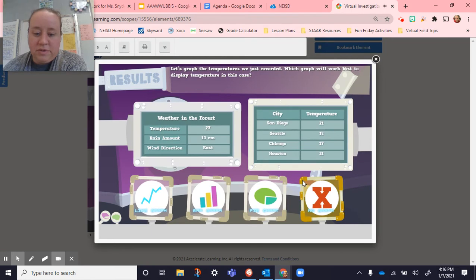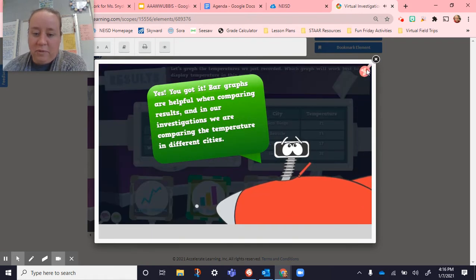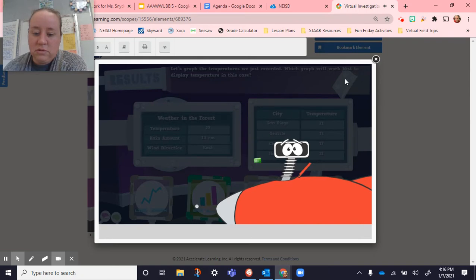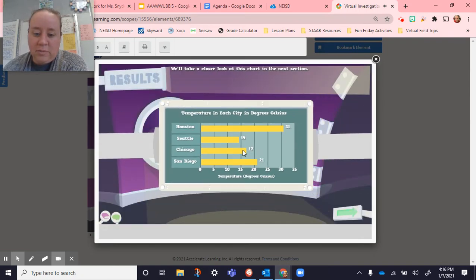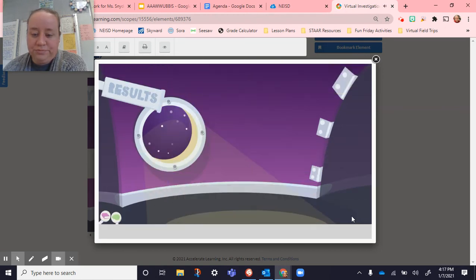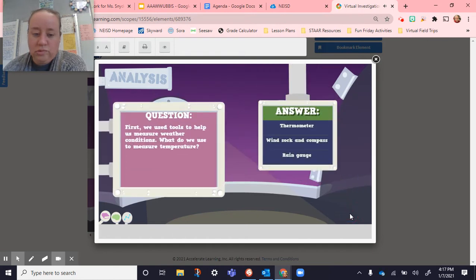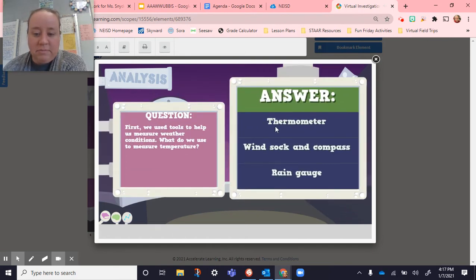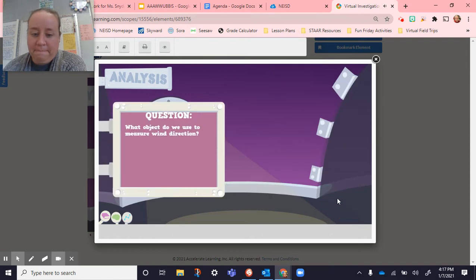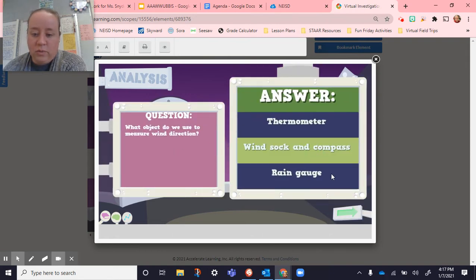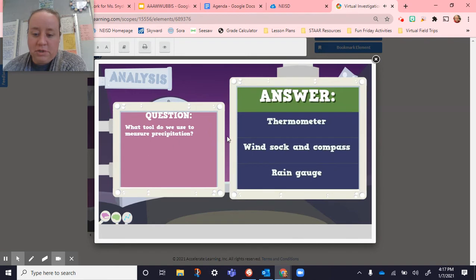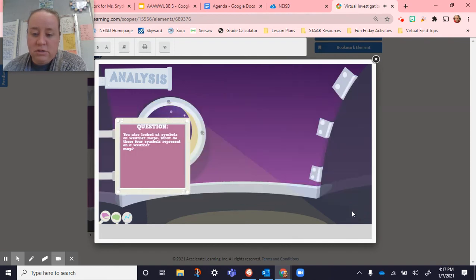All right, so here's our results. We're going to use a bar graph to help us compare the results. And here's our bar graph. So here are our temperatures in the different cities. We could tell that the highest temperature was Houston. The one with the lowest temperature was Seattle. All right, so it says measure temperature, we're using a thermometer. Wind direction, we're using a windsock and compass. Measure precipitation, we're using a rain gauge.